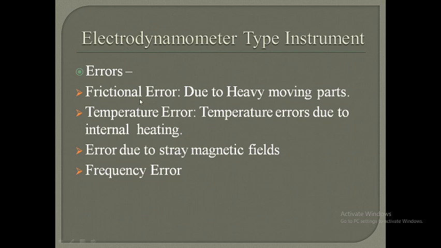Now we will talk about the errors. Okay, errors in the electrodynamometer type instrument. The first error we are going to discuss is the frictional error. Frictional error, which is due to the heavy moving parts. Now we have to understand this thing first.